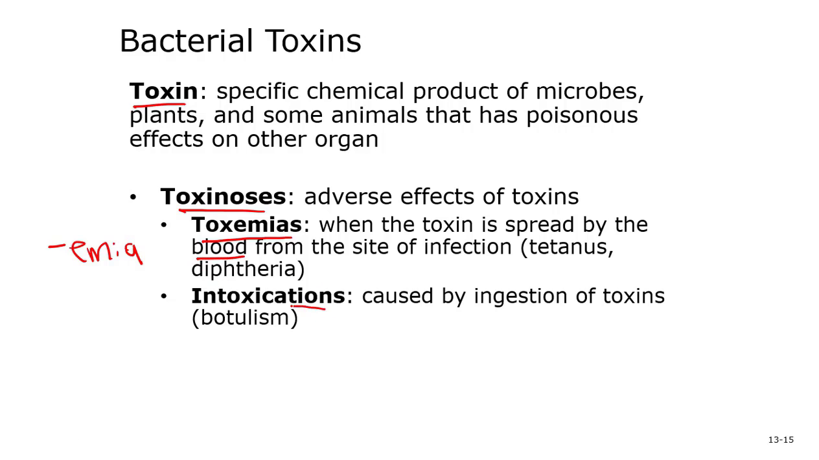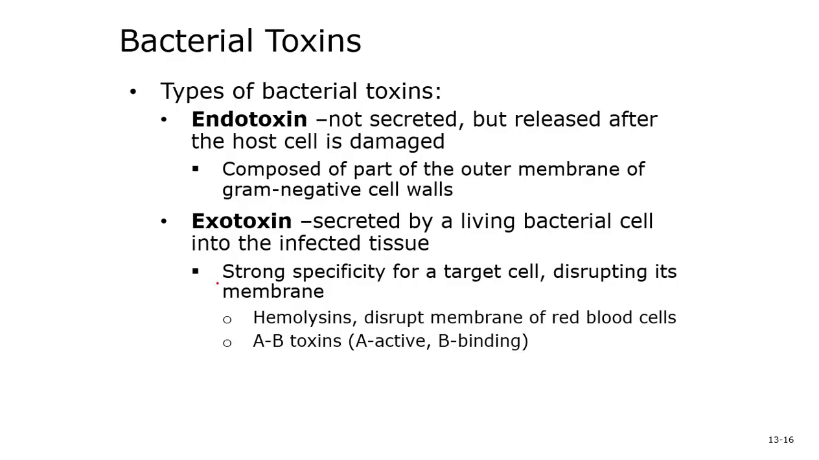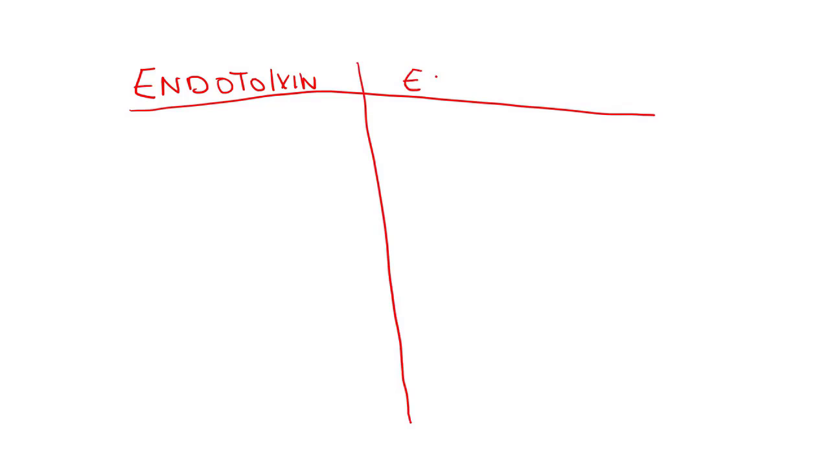Another example is an intoxication. This is where someone ingests the toxin. They're not necessarily ingesting the bacteria, or the bacteria may not even survive in the host, but they are ingesting the actual toxin, which can cause the symptoms of the disease. For example, botulism and many types of food poisoning are due to intoxication. There are two main classes of bacterial toxins. The first class we've already heard about before, endotoxin. And the second class is exotoxins.